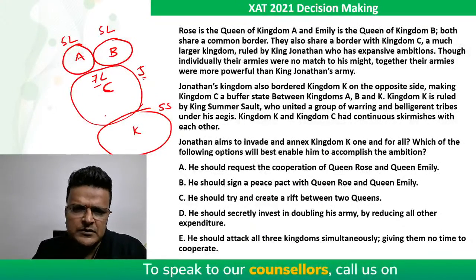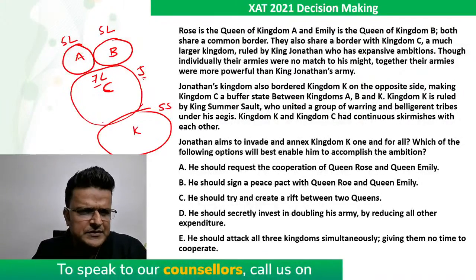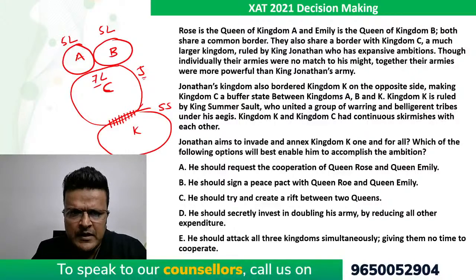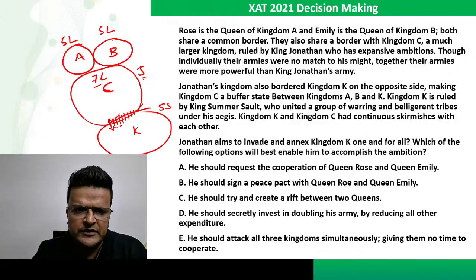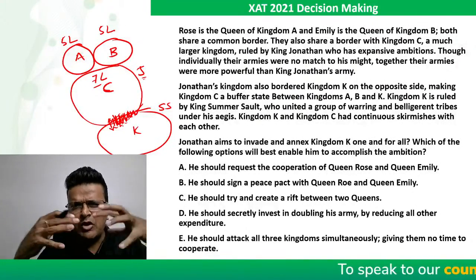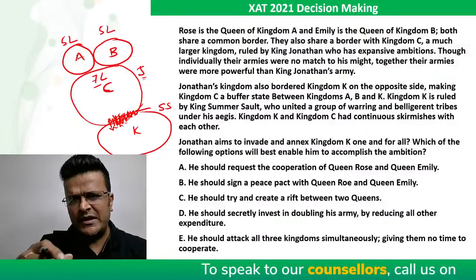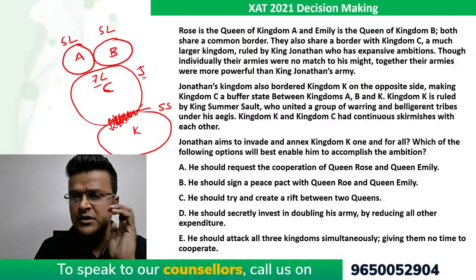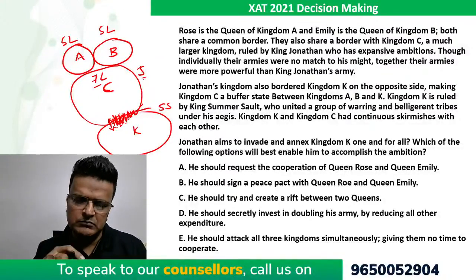King K has united groups under him, and it has regular fights, skirmishes with Kingdom C, right? They keep on fighting. Small fights, the way India and Pakistan sometimes have fights at the borders, or China and India had skirmishes, not big fights, not big battles, but fights.